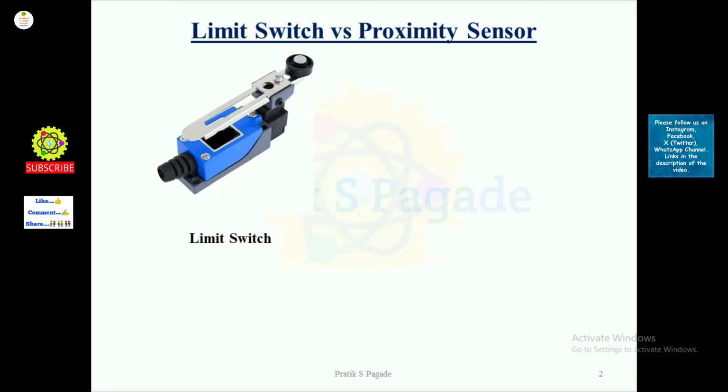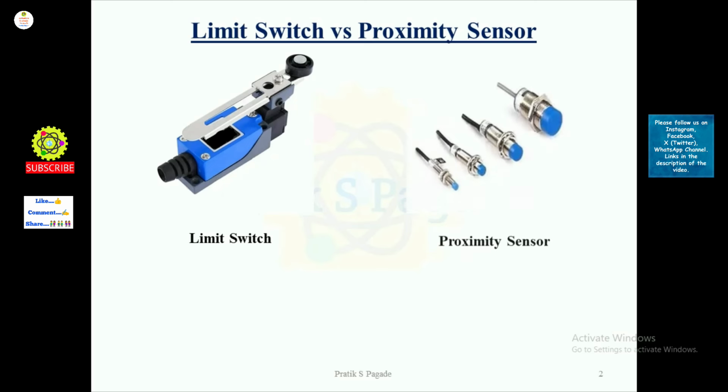This is the basic details, and further we will see now the proximity sensor. As you can see here, these are the proximity sensors, and this is an electronic device. And as you can see here, this blue part is the sensing element. It senses by capacitance or inductance, or by ultrasonic waves.